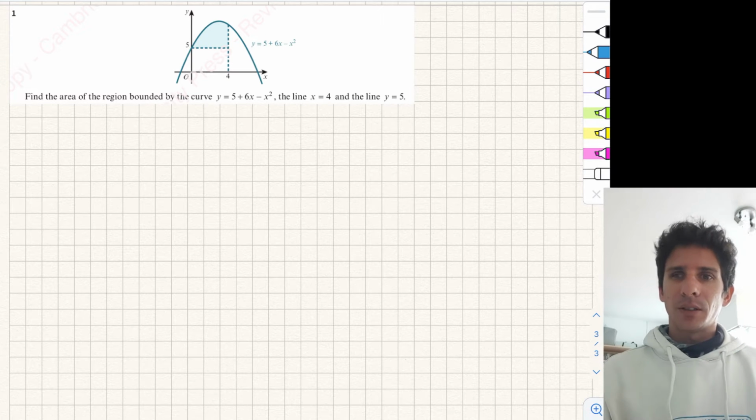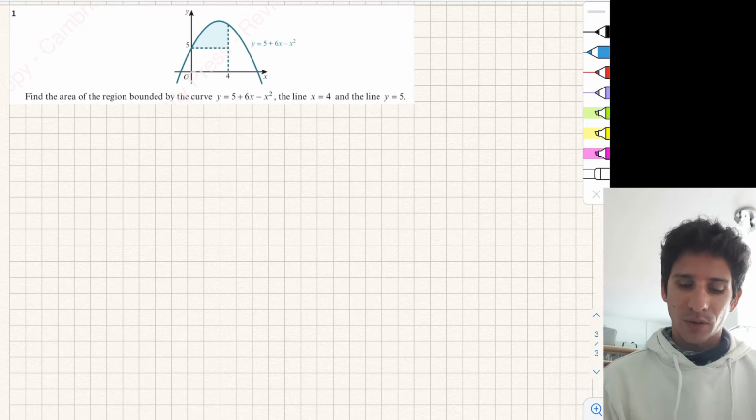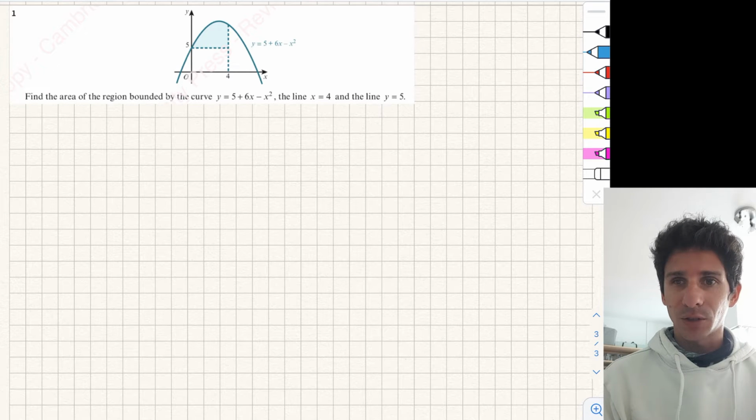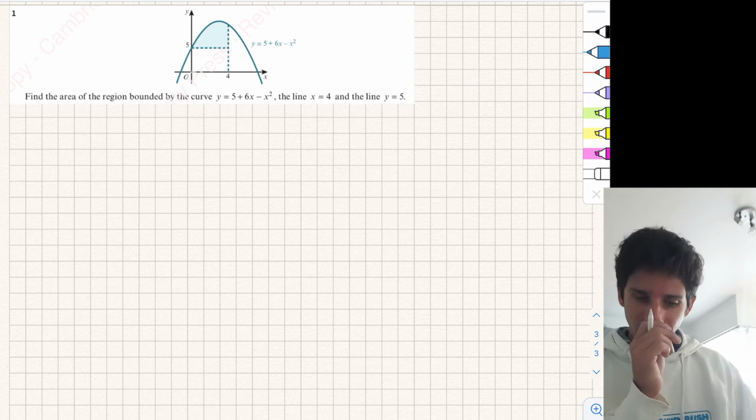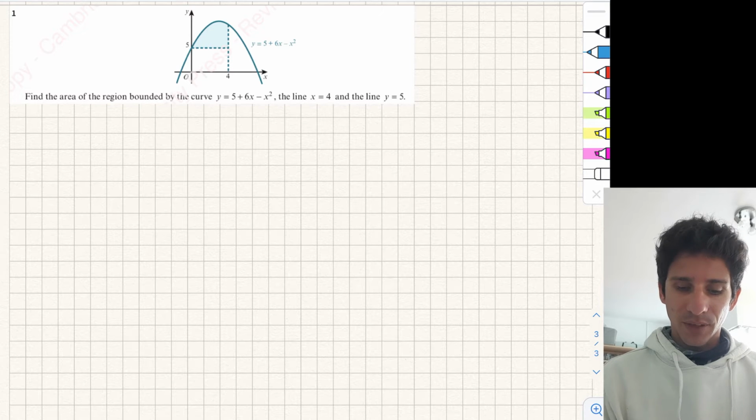All right, so if we have a look at question 1, it says find the area of the region bounded by the curve 5 plus 6x minus x squared, and the line x equal to 4 and the line y equal to 5. Remember, the line y equal to 5 is a straight line, it's just horizontal. It has no gradient, a gradient of 0. So we have to find this area between these two lines, and they are also bounded by the x equal to 4 line, so from 0 to 4.